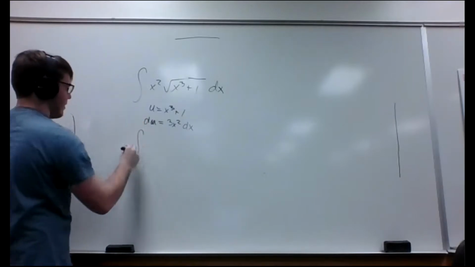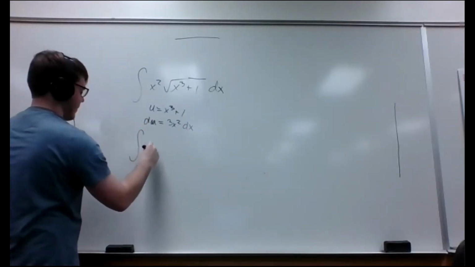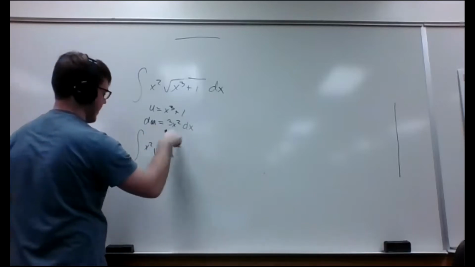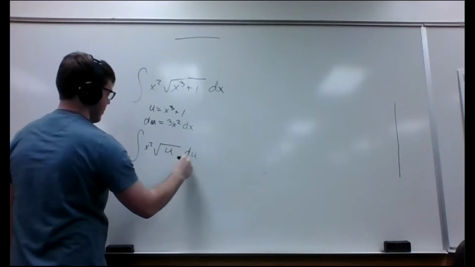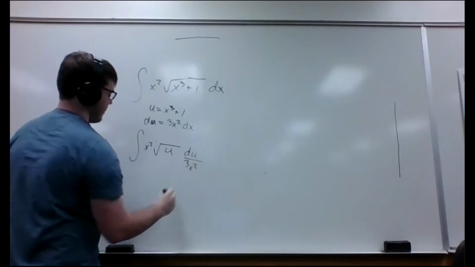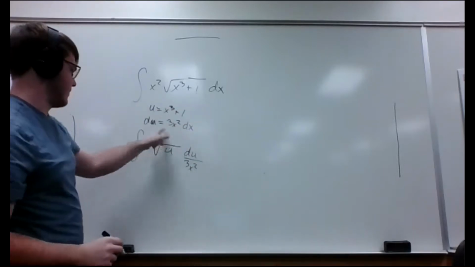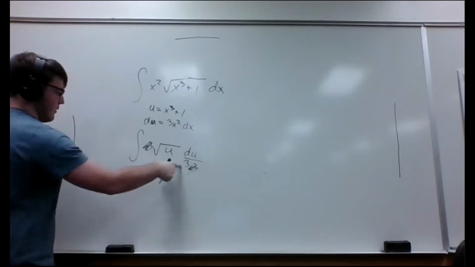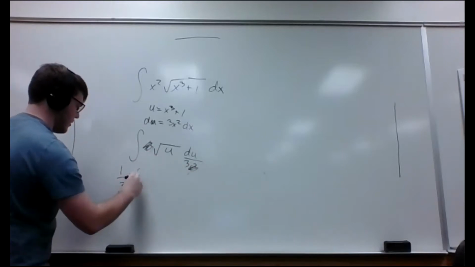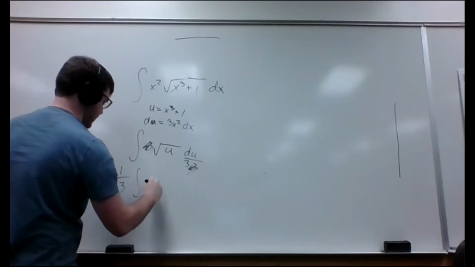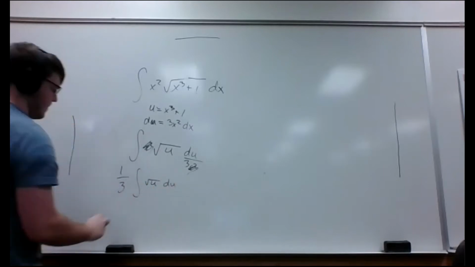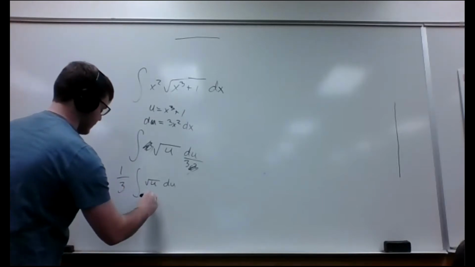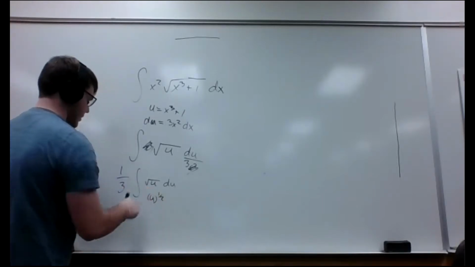So we can rewrite our integral now as x squared times the square root of u, and then our du over 3x squared, because that's what dx is equal to, right? And then this x squared will cancel out, and we can pull this 1/3 out in front. The square root of u du, right? And then we'll rewrite this as u to the 1/2 power.